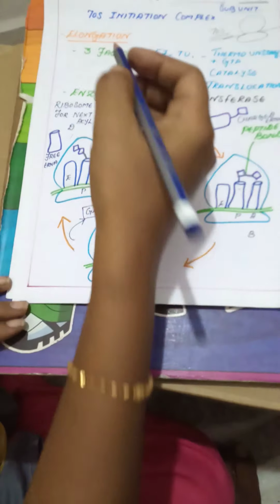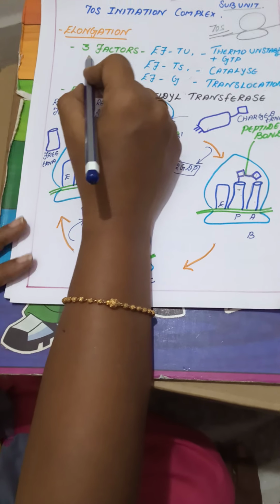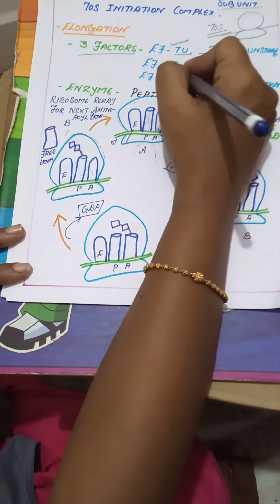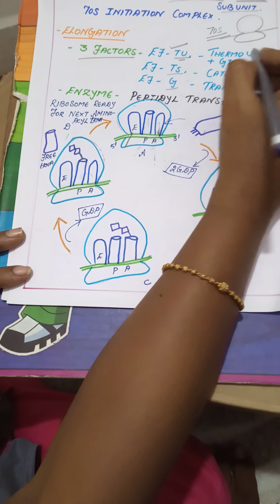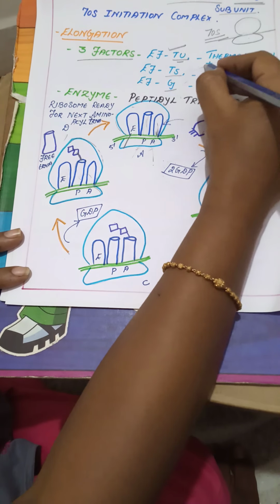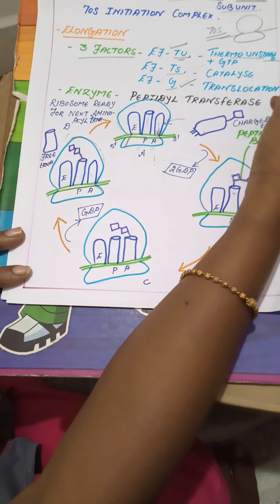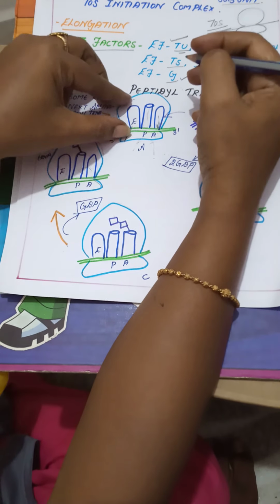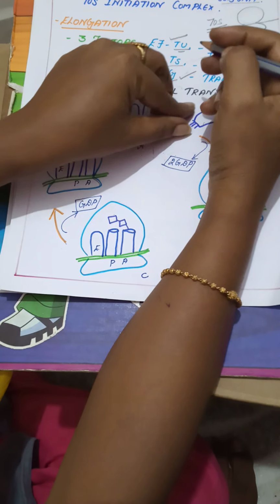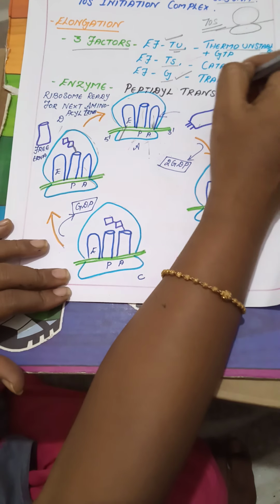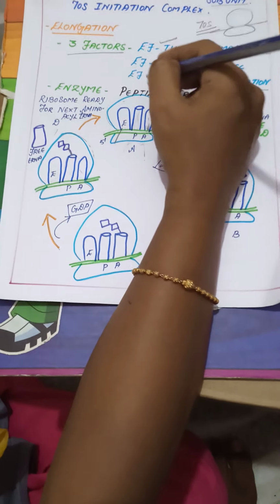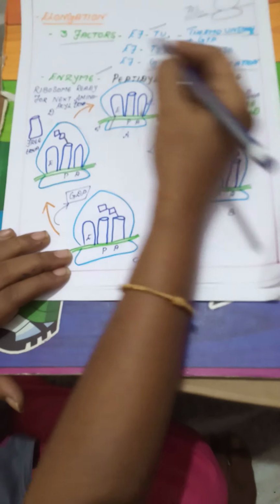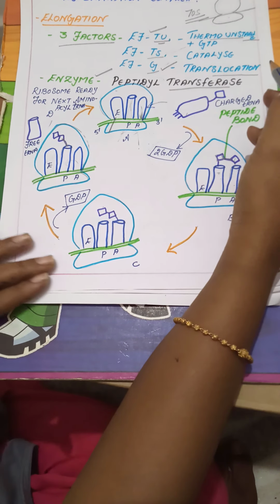The next step is elongation. Again this elongation is stimulated by three factors: EF-Tu, EF-Ts and EF-G. Tu stands for thermo unstable, this one catalyzes, and EF-G helps in translocation. Translocation is where the ribosome starts moving along the mRNA strand. So all these help in elongation of this process. And then it requires an enzyme called peptidyl transferase.